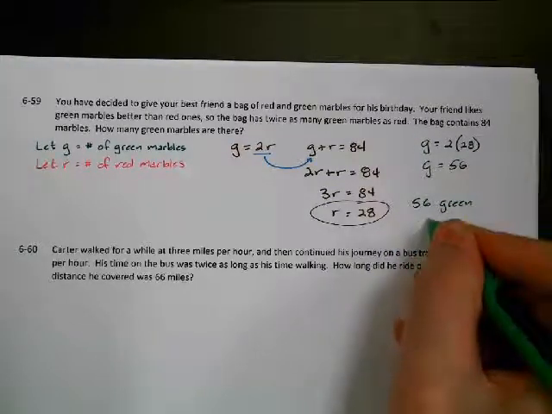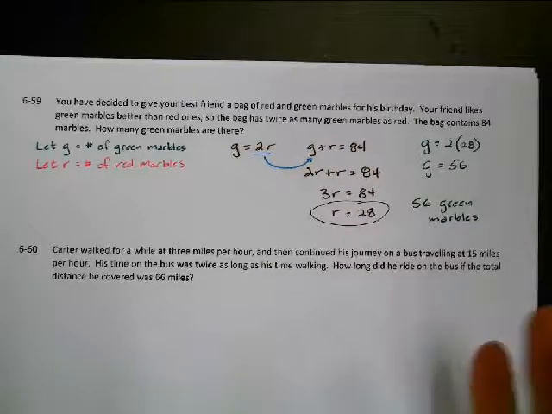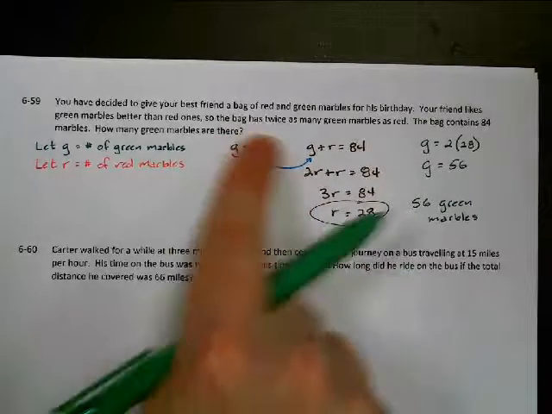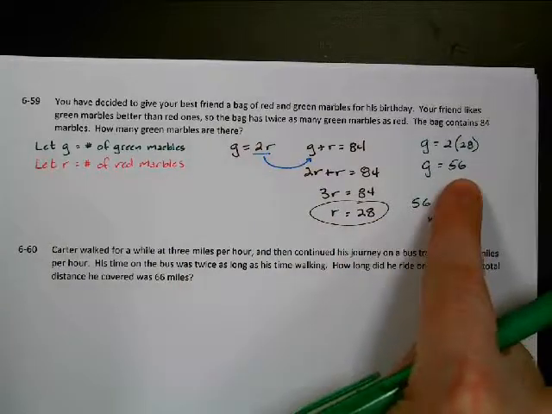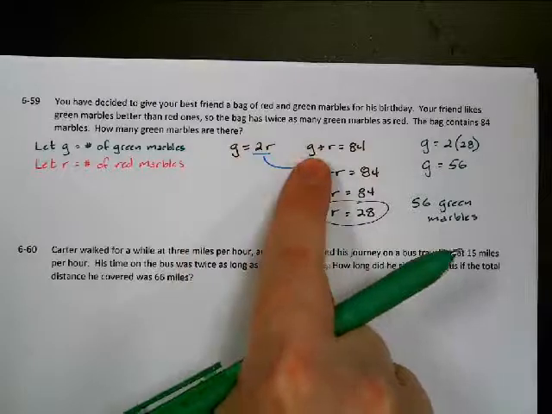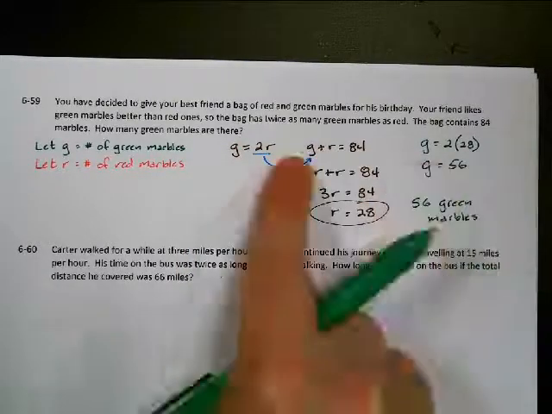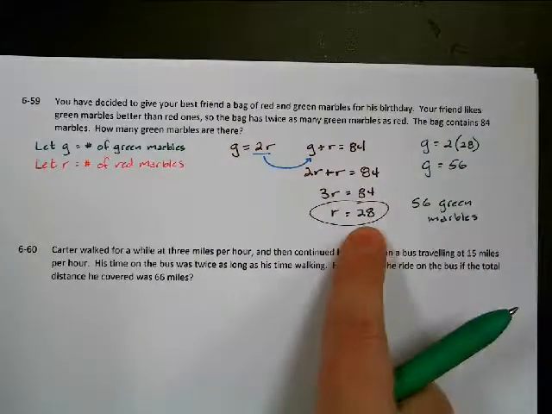Now, how do we know if we're right or not? Well, I know it works for this one because if I multiply 2 times 28, I get 56. We double check by plugging it into this one. 28 for red, 56 for green. Is 56 plus 28 84? Yes, it is. So I know that my answer is right because it works for both equations.